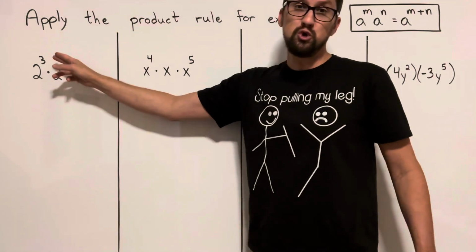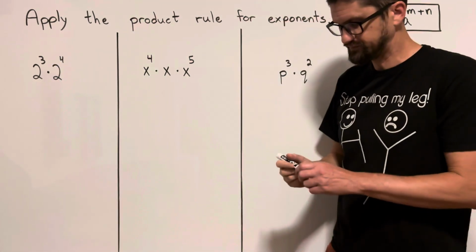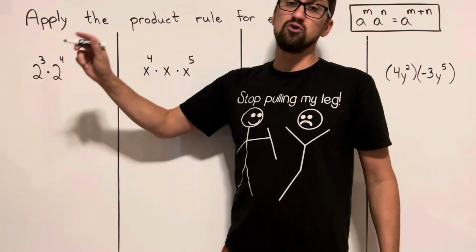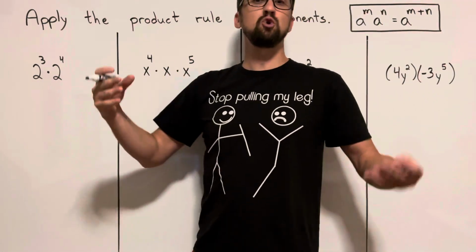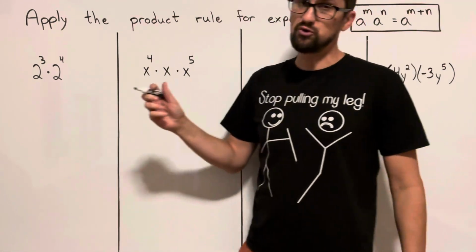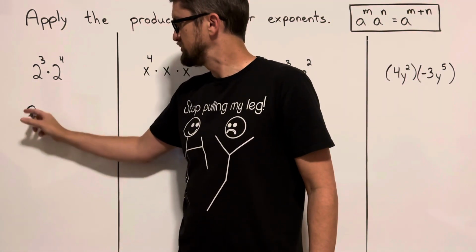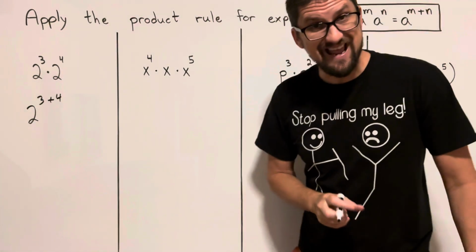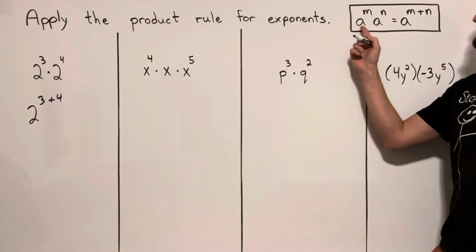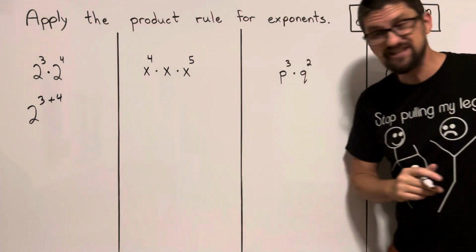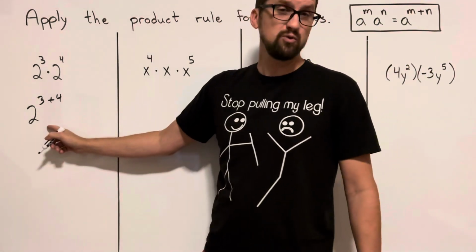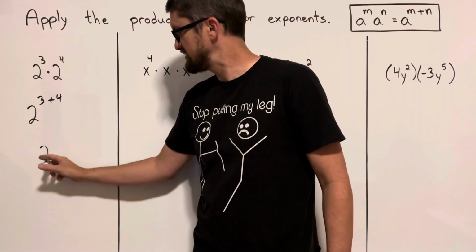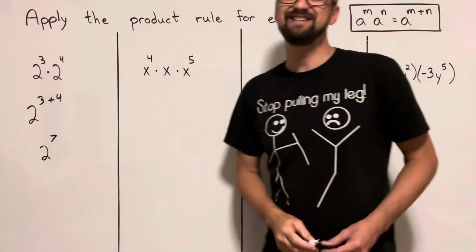We have 2 cubed times 2 to the 4th. So this means I have 3 2's multiplied together and 4 2's multiplied together. So I have a total of 7 2's being multiplied together. So you can apply the product rule. Since the bases are the same, you have to keep that in mind. The bases have to be the same. Then you can write it with one base and add the exponents. So this is the same as 2 to the 7th power.